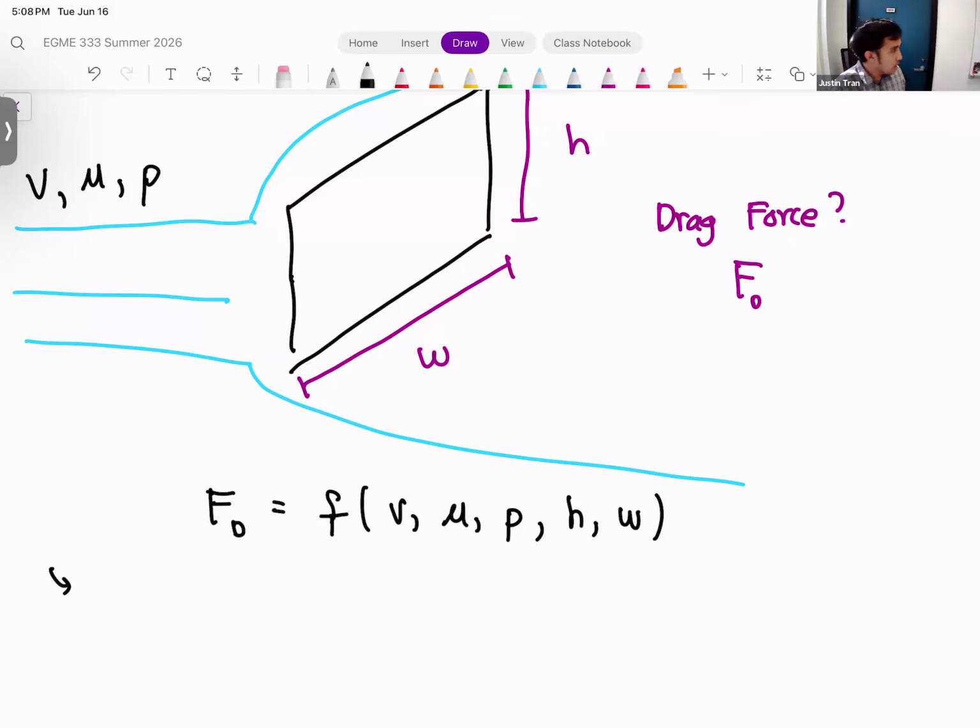So for this problem, what we aim to do, based on the variables that are given to us, is determine a set of non-dimensional parameters or non-dimensional numbers that describe this situation.